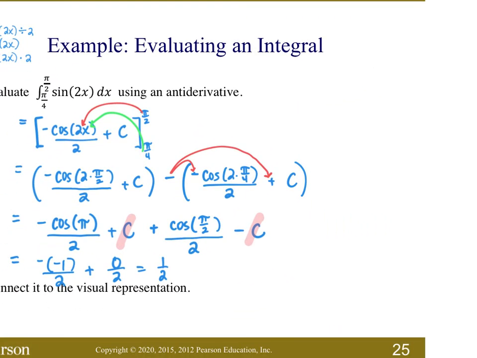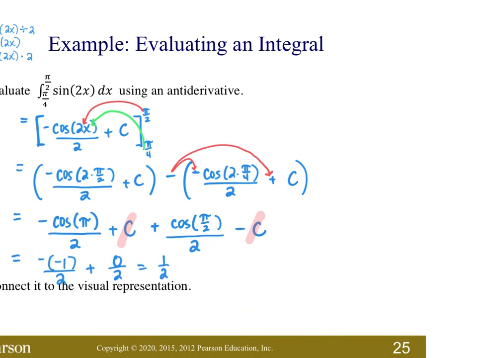Again, I want you to connect that to the visual representation. So the graph of this is the sine of 2x, and that goes from pi fourths to pi halves. And then that means that the area of that archway right there is 1/2.